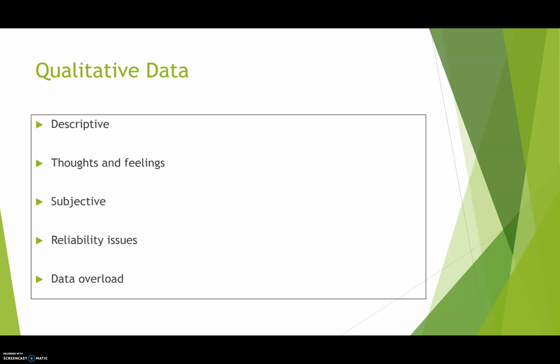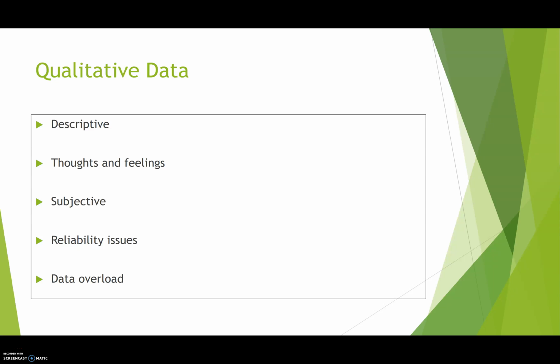So now we're going to go on to talk about qualitative data. It's based on data that can't be measured. It's descriptive, describes social happenings. It includes sort of like an empathetic understanding due to the thoughts and feelings that are going to provide depth. It's subjective, so it's all about opinions, which can be interpreted by researchers. It can be very unreliable, based on how they interpret it.